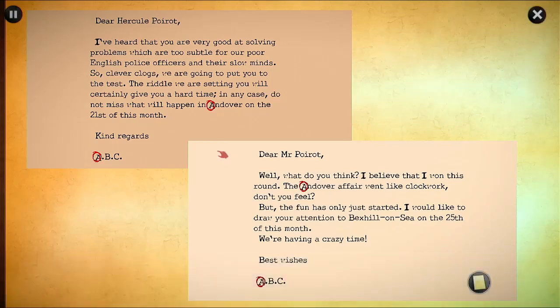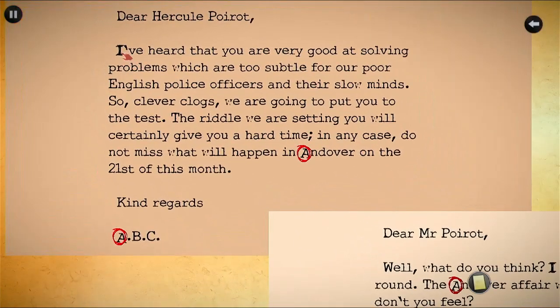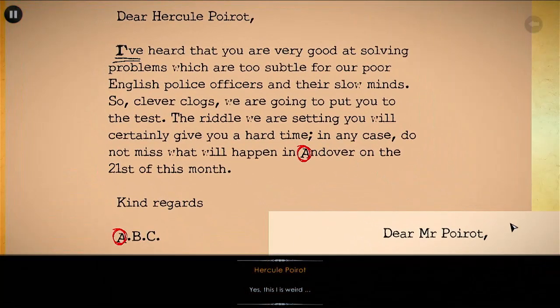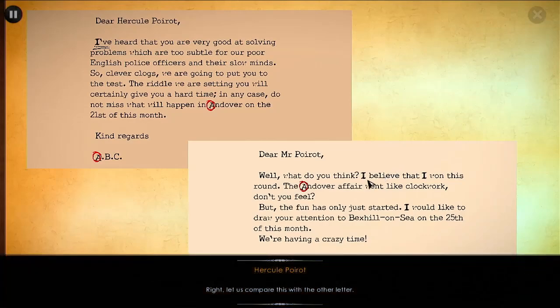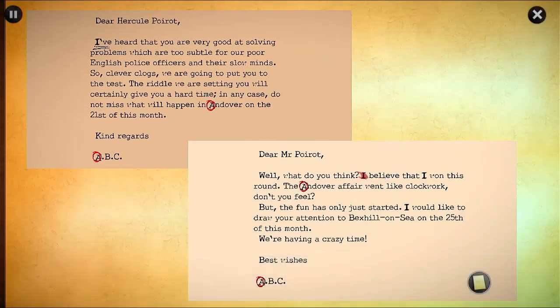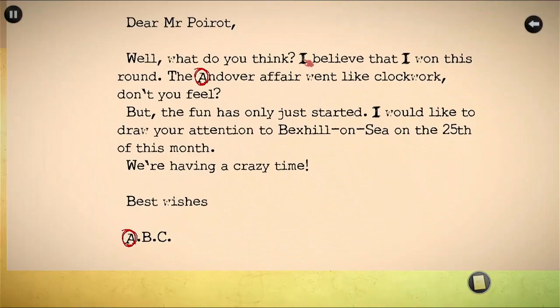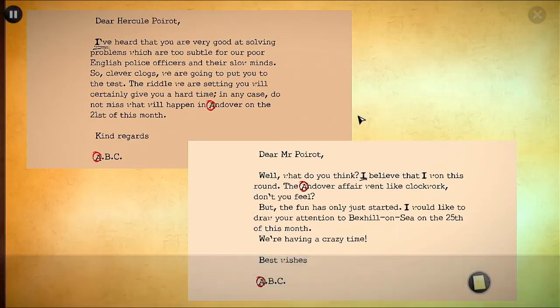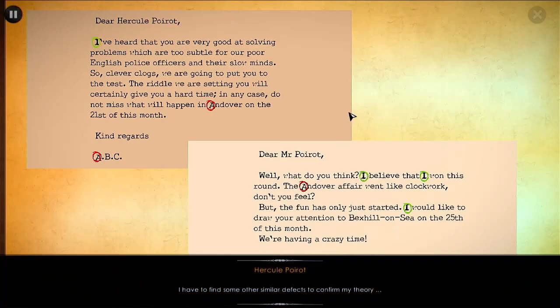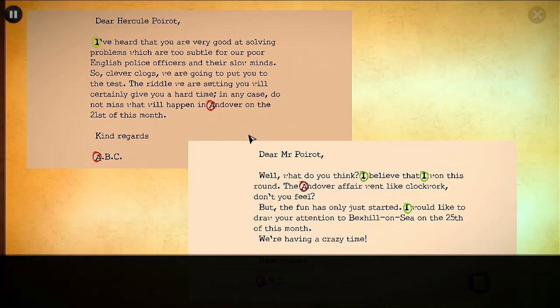Okay. Then what are the defects? So the I. Yes, this I is weird. Let us compare this with the other. This one. Yes, there we go. I had the right two things, I just didn't do them in the right order. The I characters do indeed have the same defects. I have to find some other similar defects to confirm my theory.